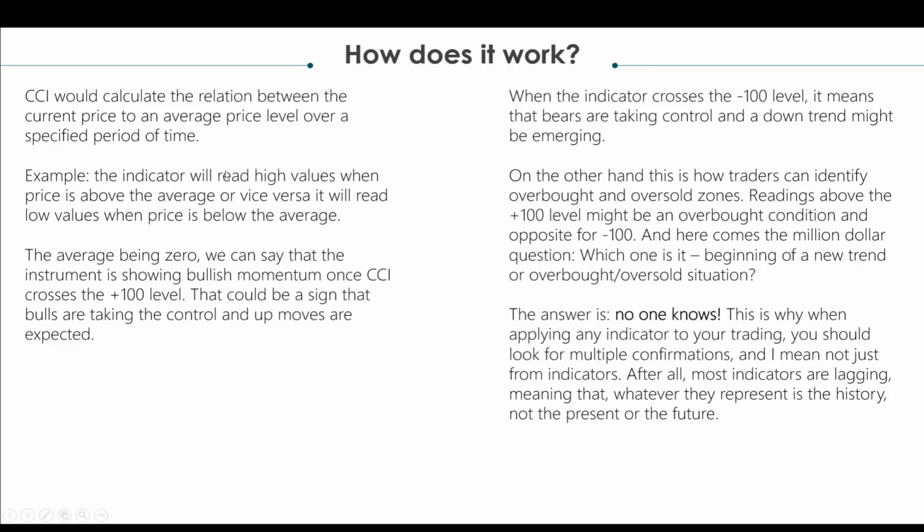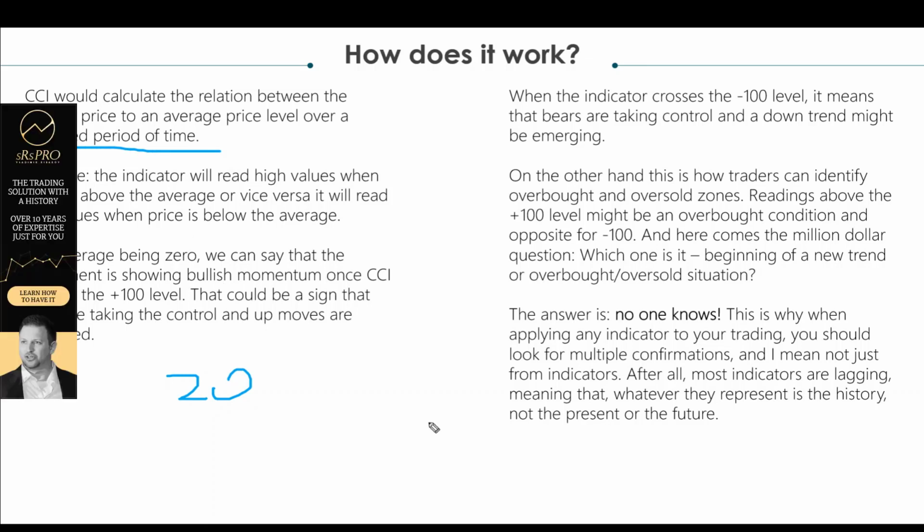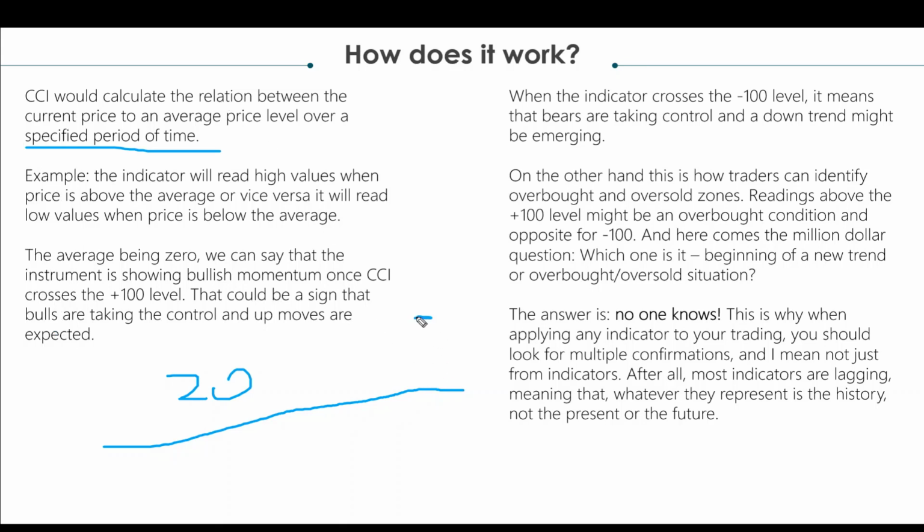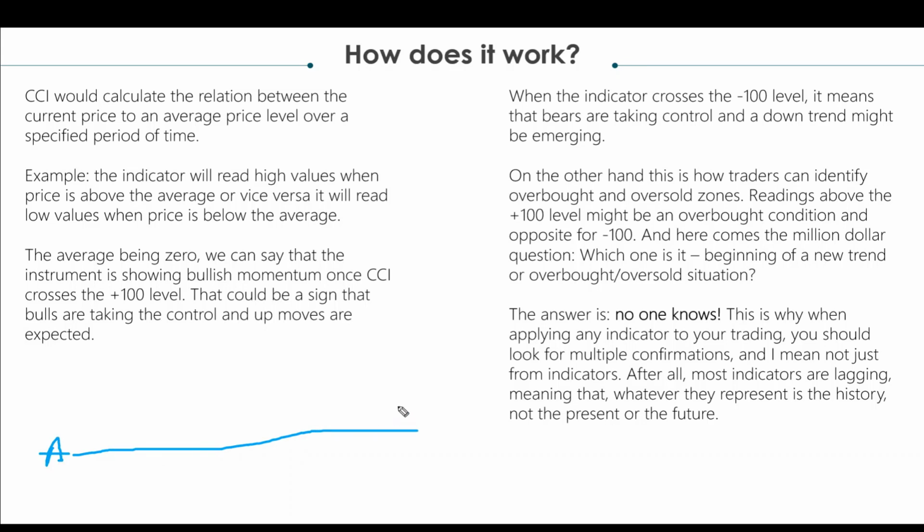CCI calculates the relation between the current price and an average price over a specified period of time. Let's say you have 20 candles as your specific period of time, and then we have that average price. Then we're calculating the relation between the current price, let's say the current price is here, and that average price. As an example, the indicator will read high values when price is above the average. If this is your average and the price is above it, then the indicator shows higher values. Same thing happens if the price is below: then the indicator reads lower values.